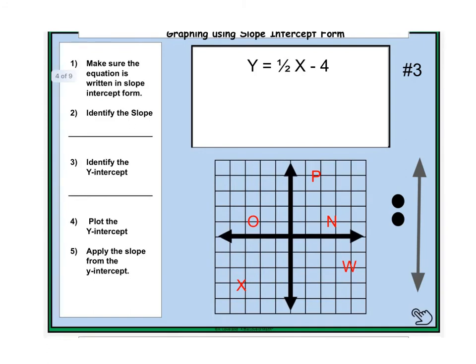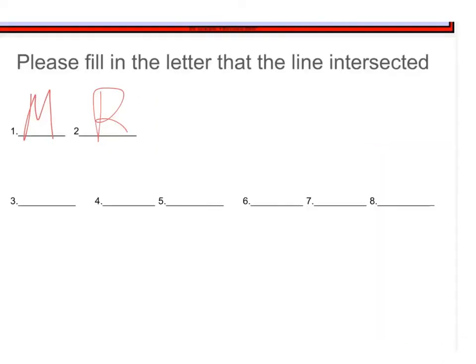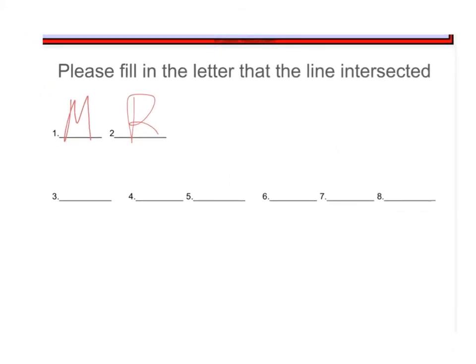On number 3, our slope is what comes before the x. This one is already in a fraction, but that's okay. Our m is 1/2. Our y-intercept is what comes at the end, so that's -4. We always start with the y-intercept, so I'm going to go down 4 and put a dot. Now I'm going to apply that slope, which is up 1 over 2, up 1 over 2, or down 1, left 2. Draw that line, it hits the W. Let's update our sign. So number 3 is going to be W.